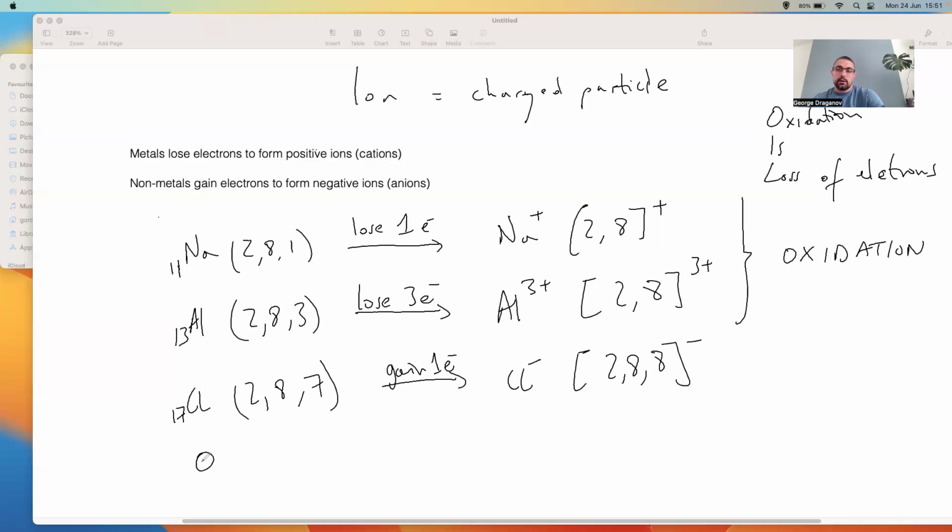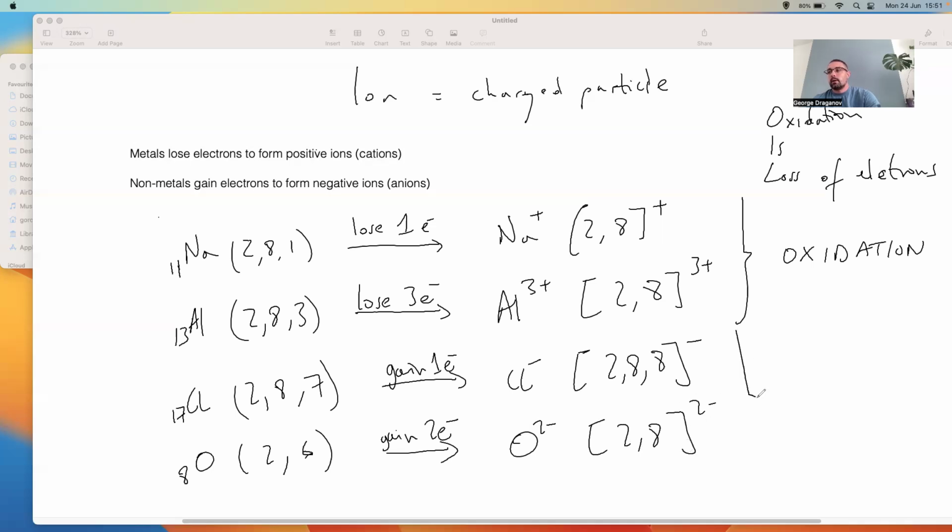One more example, let's take oxygen, which has 8 in total. So it's 2, 6. So once again, you have a choice of losing 6 or gaining 2. As I've mentioned, non-metals gain electrons, so it gains 2. So it becomes an oxide ion, 2 minus, 2, 8. Now we call this reduction. And the way we remember it is RIG, which stands for reduction is gain of electrons.